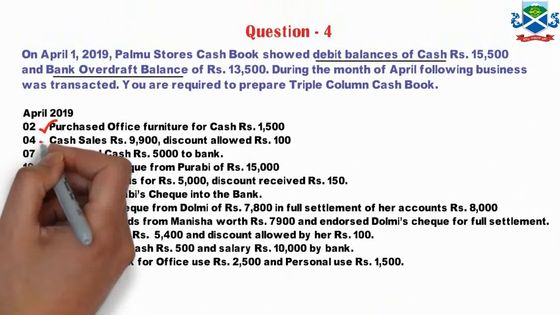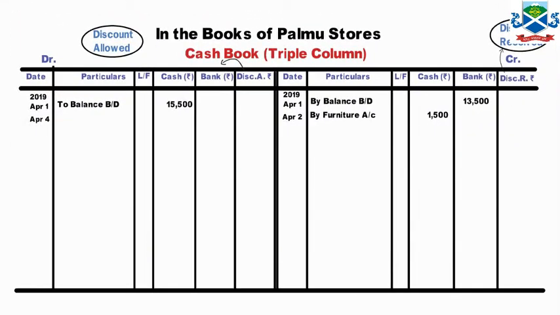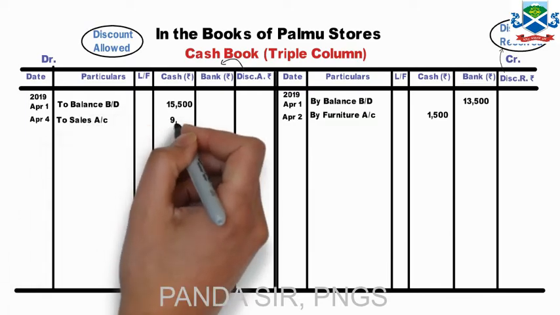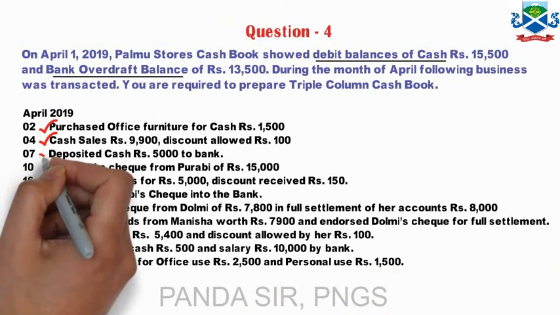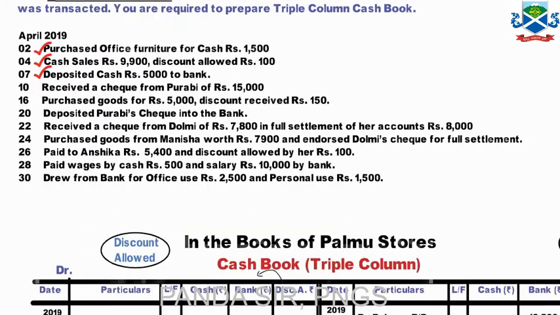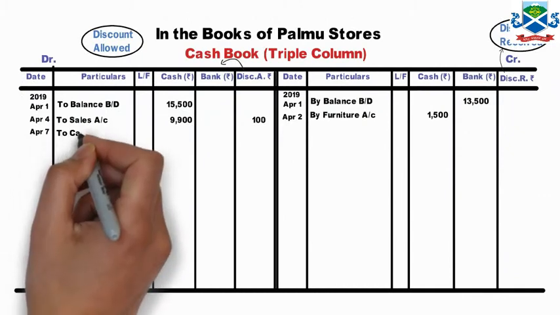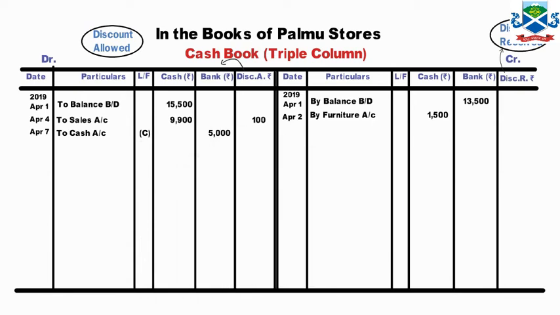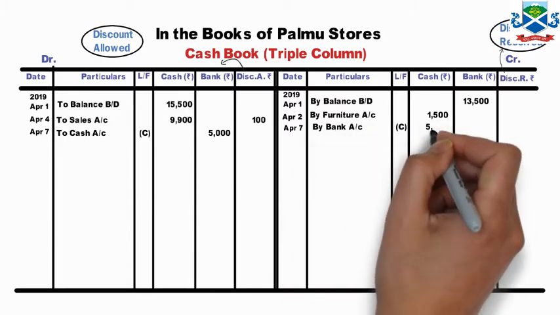Next, cash sale 9,900, discount allowed 100. So the debit side is a receipt, so we'll write to sales 9,900 in the cash column, 100 in the discount column. Next, deposited cash rupees 5,000 into the bank, so it's a contra entry, debit side to cash account. In the bank column we'll write 5,000 and ledger folio C. Credit side on the same date by bank account, ledger folio C, cash column 5,000.